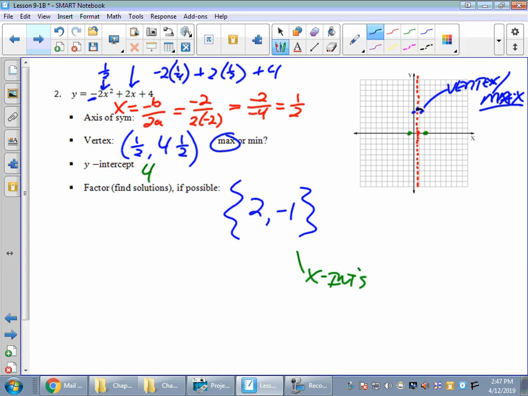This one opens downward, goes through those points. And there we go. Simple as that. Okay. All right. Now let's try one more here.